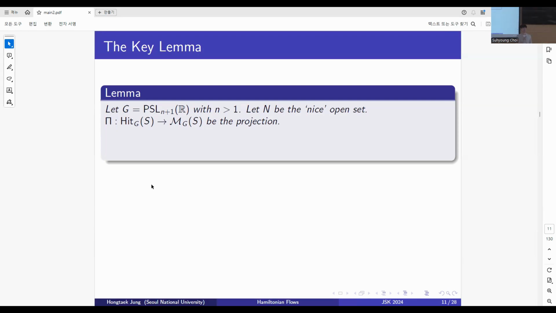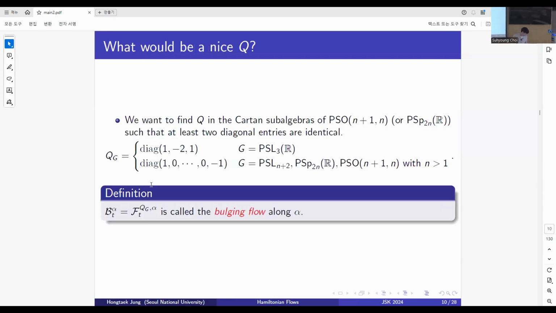SL2 is a rank 1 case. So there doesn't exist the bulging flow. There's only a twisting flow. We need this two-dimensional direction.